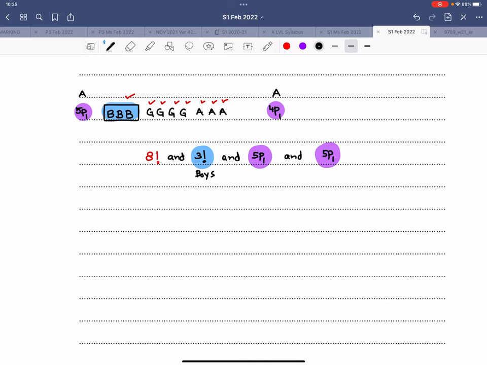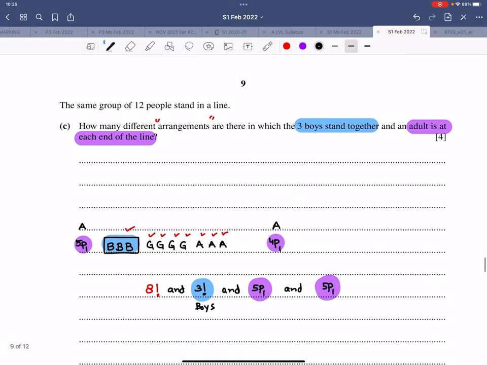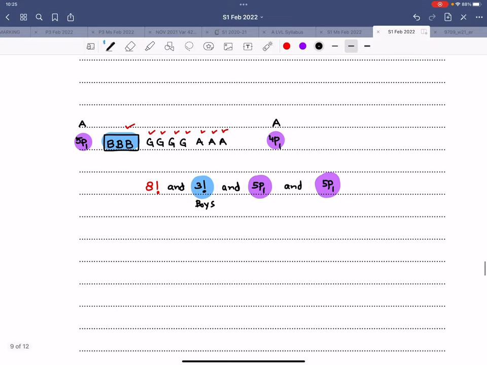And that answer, of course, you can calculate. So that's how this working is done. So 8 factorial is for this thing. 3 factorial is for the boys. This is the adults, and this is the adults. That's how this question is done. So it's a nice question.